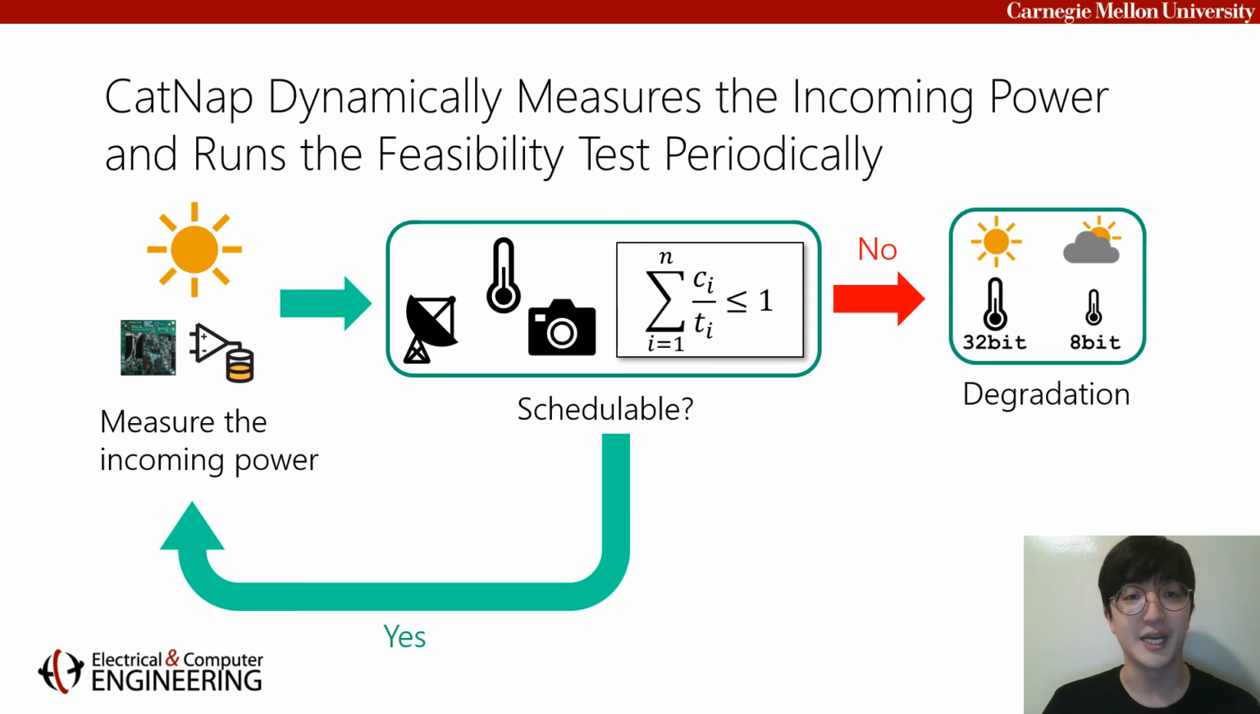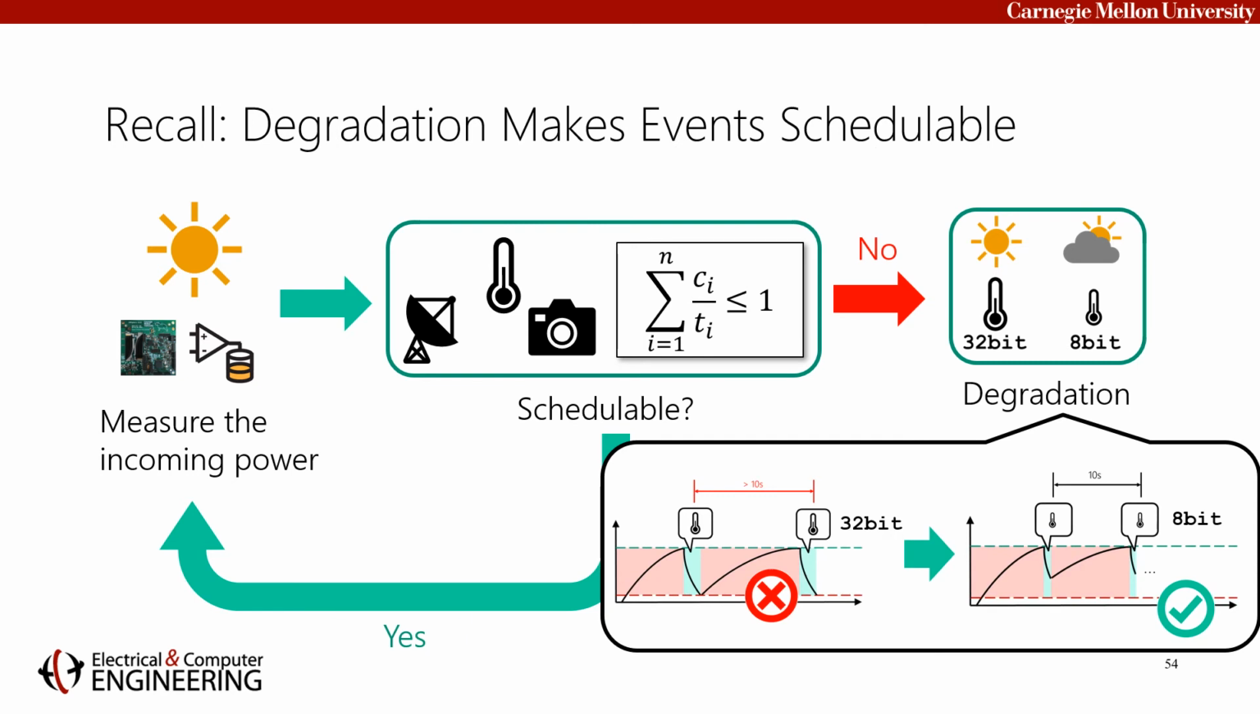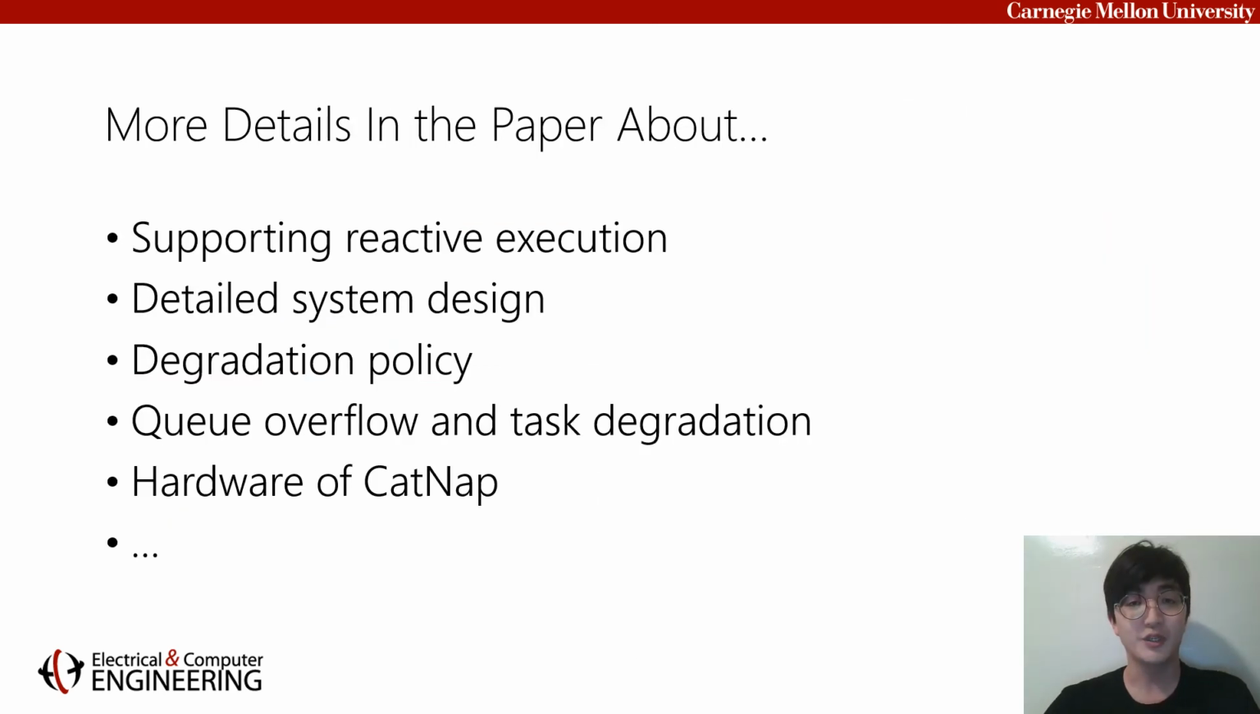Again, the degradation is guided by the user annotation as we've seen in the earlier slide. CatNap degrades events until they are again schedulable with respect to the given input power. For more details on CatNap, including CatNap support on reactive execution, please read our paper.